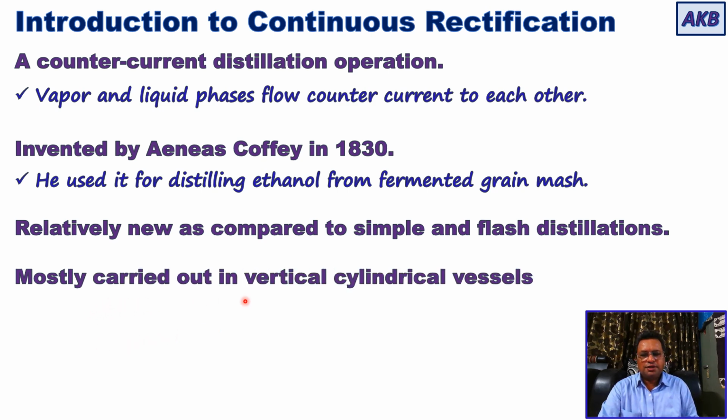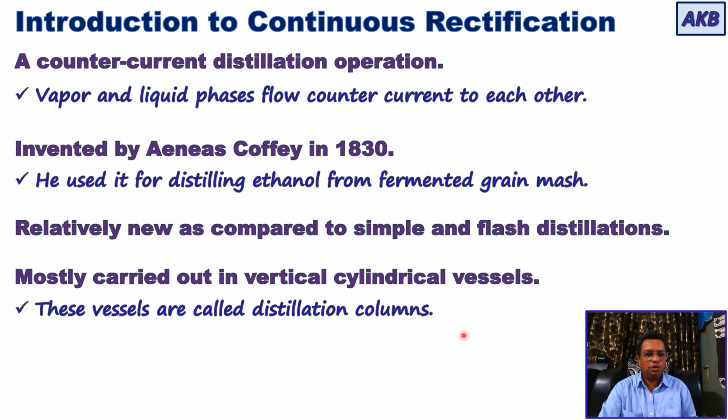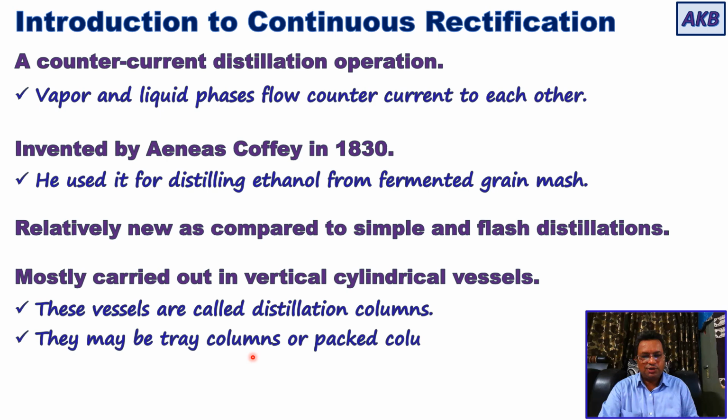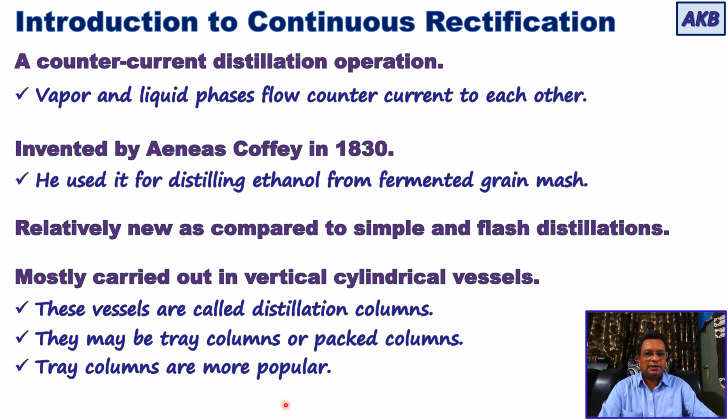Continuous rectification is mostly carried out in vertical cylindrical vessels, and these vertical cylindrical vessels we call distillation columns. These distillation columns may be tray columns or packed columns, but mostly for carrying out continuous rectification, tray columns are popular as compared to packed columns. Tray columns are more popular for continuous rectification.